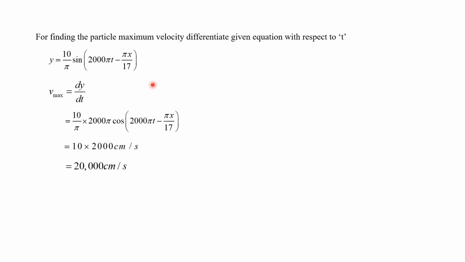One more way you can write it is Vmax equals amplitude times omega. Here omega represents the 2000 value and amplitude is 10. Just by multiplying amplitude and omega, you get the same expression, 20,000 centimeter per second. Therefore the maximum velocity is Vmax equals 20,000 centimeter per second.